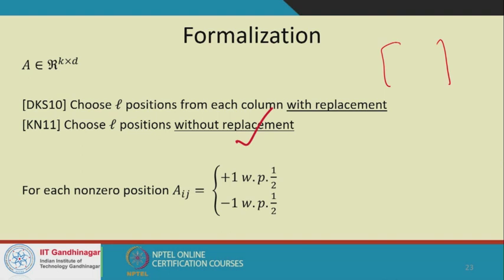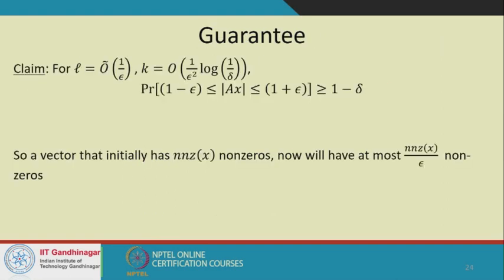The choice of the non-zero entries, and this was again work done in one of our papers. A better construction that was suggested by Kane and Nelson is that you choose L positions without replacement. So in every column you make sure that you choose L positions independently, without replacement, every set of L positions is equally likely to come, and then for each non-zero position you put in a +1 or a -1 with probability half.